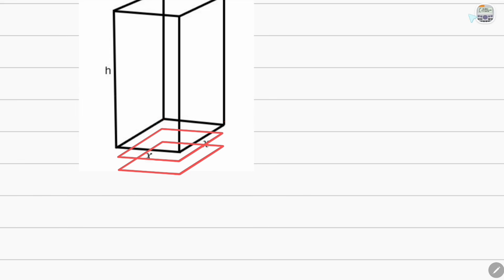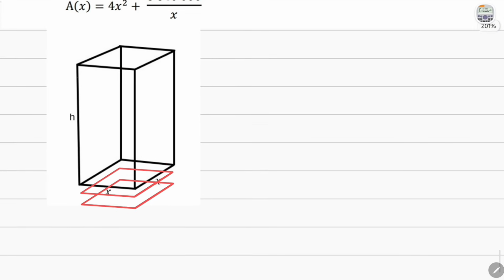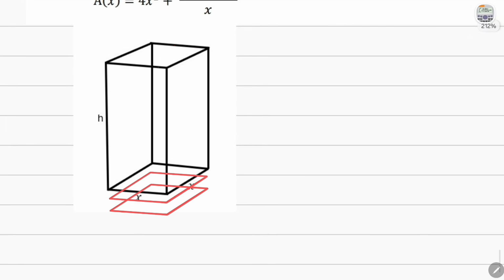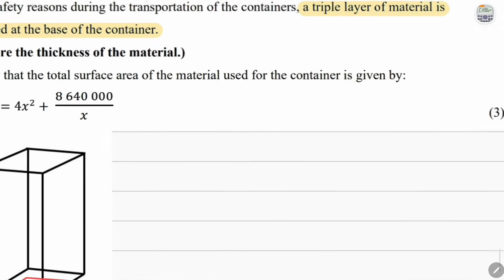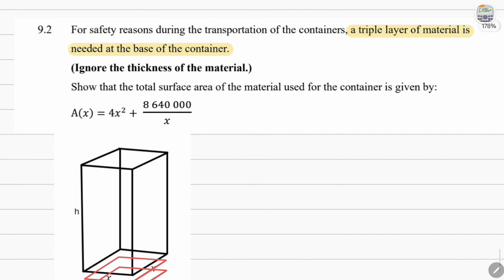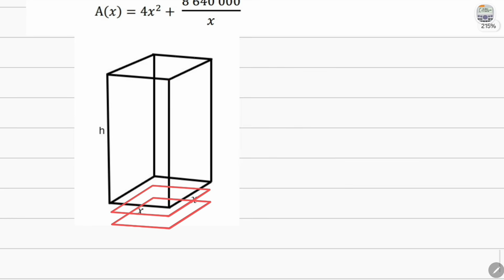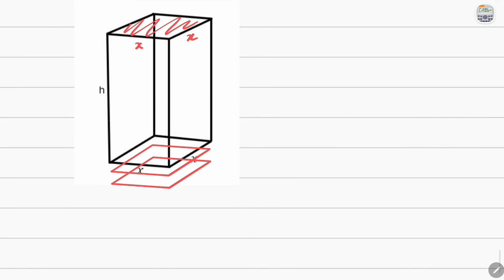layers at the base. Now, I don't really know what material they're using. Maybe they're painting it. But if we're adding some sort of material around this object, and they're telling us to show that the surface area is this, we're just trying to find the surface area of this entire shape. So let's look at the areas that will be covered. We're going to cover the top, which looks exactly like the bottom. It's also just x by x. We're going to cover the bottom, so it's that first base, and then the two other bases as well.